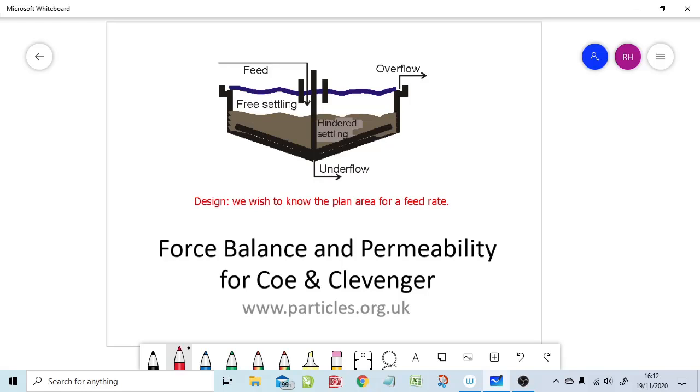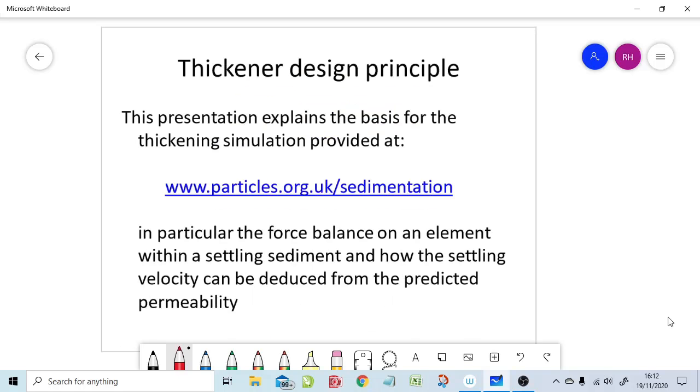In this instance the video is entirely looking at the force balance regarding settling solids and the permeability of those settling solids. So the actual simulation is at this particular URL, and it is the force balance that I'm considering, and also how we can use the predicted permeability without actually having to do any tests.